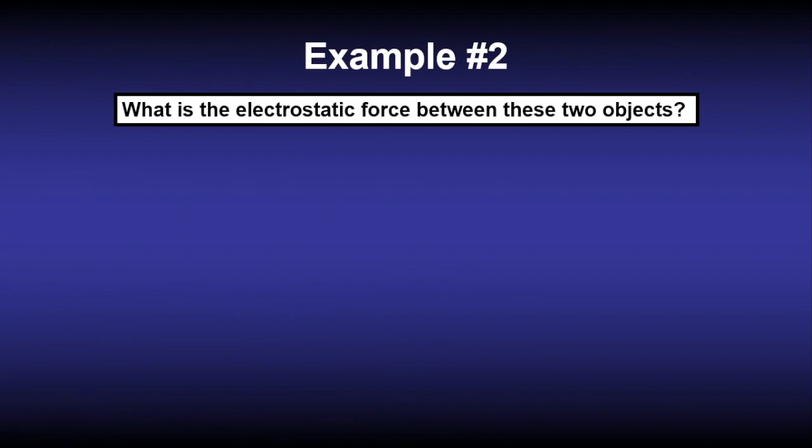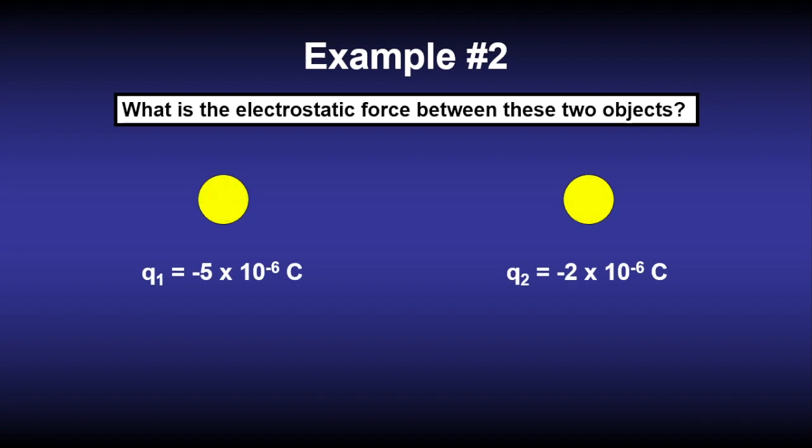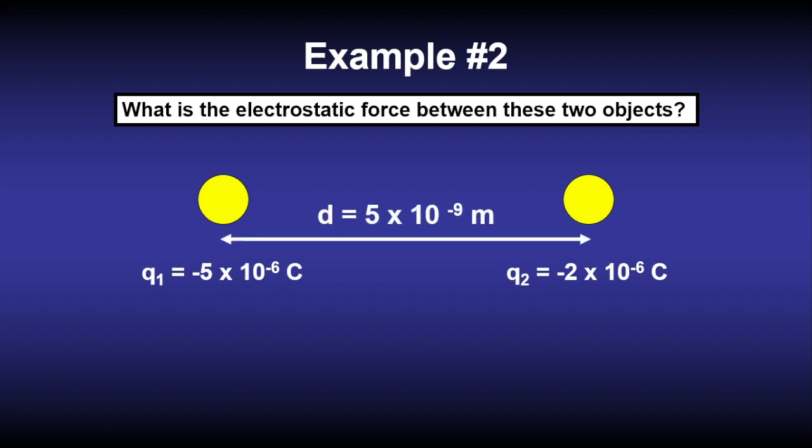Let's take a look at another example here. And this one says, what is the electrostatic force between these two objects? So this time we have two negatively charged objects. Object 1 has a charge of negative 5 times 10 to the negative 6 coulombs, and object 2 has a charge of negative 2 times 10 to the negative 6 coulombs. The distance between these is 5 times 10 to the negative 9th meters. Again, both of these are negative, so I should be expecting a repulsion. I would expect these two charges to repel each other.